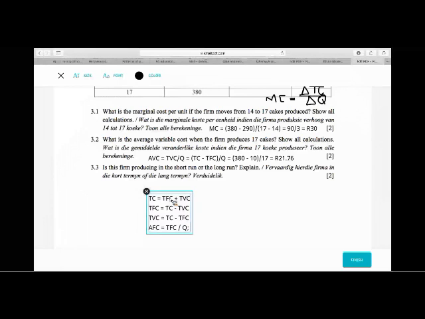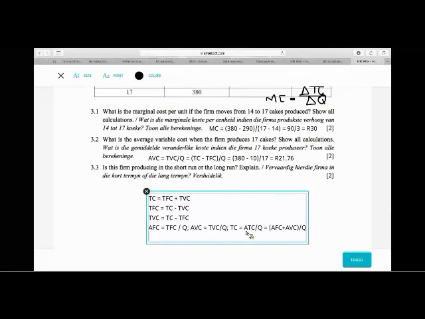Average fixed cost is going to be total fixed cost over quantity. Average variable cost is going to be total variable cost over quantity. Average total cost is going to be total cost over quantity, which you can also write as average fixed cost plus average variable cost. And then obviously you can rearrange those formulas as well. So you could have, this should be ATC, and this should be TFC, and that should be TVC. So ATC is TC over Q, and total cost is the same as total fixed cost plus total variable cost.